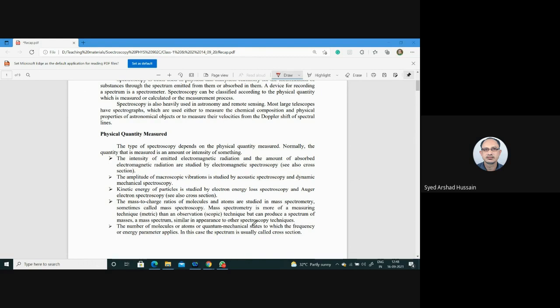Similarly, one can measure the vibration of the system when light interacts with it, and depending on that, one can have an idea about the materials. This is known as acoustic spectroscopy or dynamic mechanical spectroscopy. One can measure the energy associated with the particle when radiation falls on the material, the energy gain or loss. And this is known as Auger electron spectroscopy.